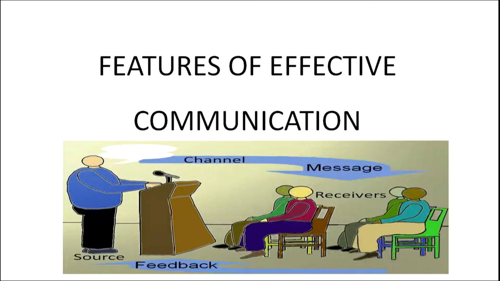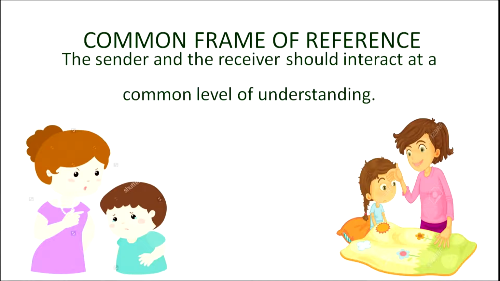As of now, we have discussed the meaning of communication and the different elements that are involved in communication. Let us also understand what the various features of communicating effectively are. First is the common frame of reference. That means the sender and the receiver should interact at a common level of understanding. When a mother speaks to her child, she uses words which are present in the child's vocabulary. For example, a scolding tone if the child has been naughty, or a concerned tone when the child is unwell.